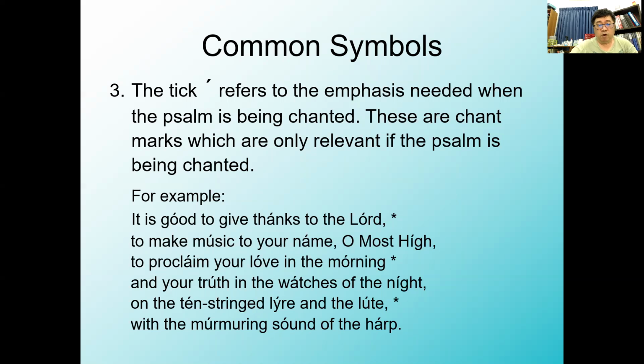Normally, we don't have to overemphasize the words with the tick. But if you want to do so, try to do it in a bit more discreet manner.